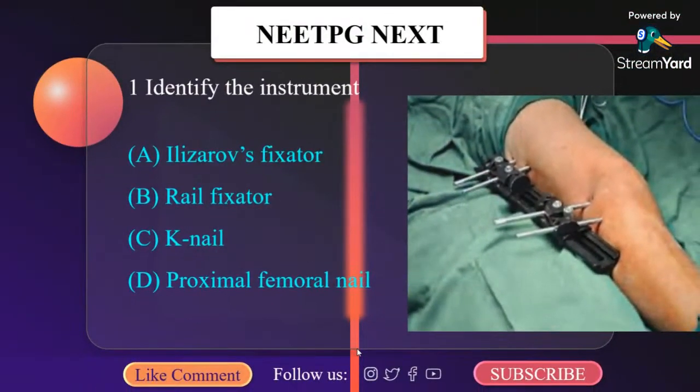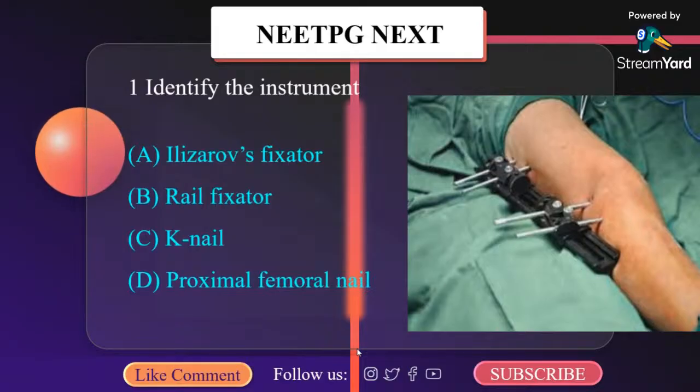Identify the instrument. A. Elizarov's fixator. B. Rail fixator. C. K-nail. And D. Proximal femoral nail. Now let us look into all of the options one by one, because anything can be asked as a question.